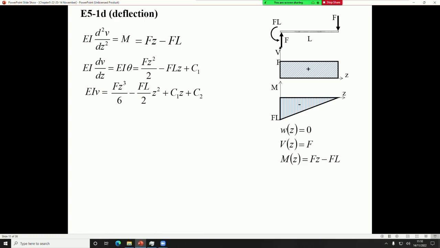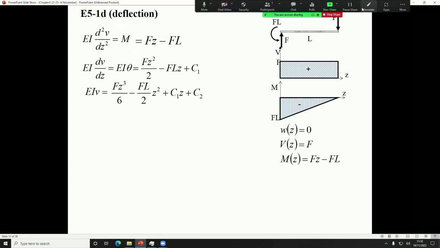So we now find C1 and C2 using the boundary conditions, or end conditions, or support conditions of the beam. The deflection at the clamped support is zero. So at z equal to zero, the deflection is zero. So therefore, C2 must be equal to zero.